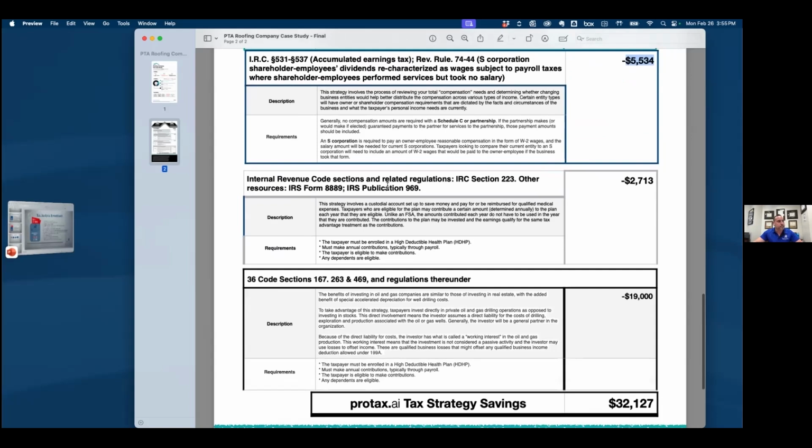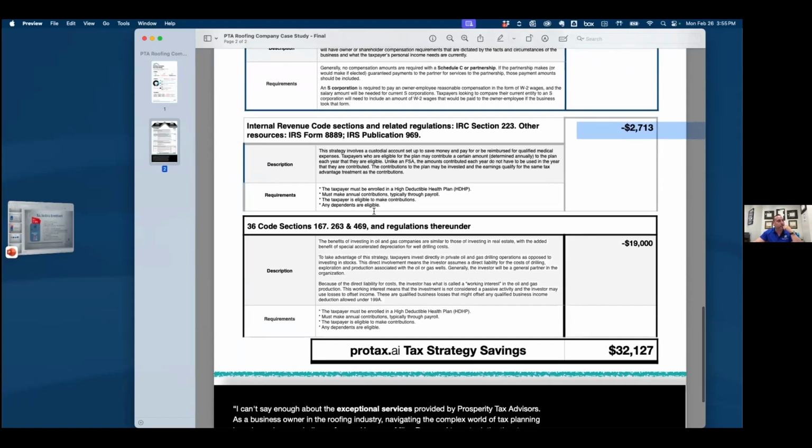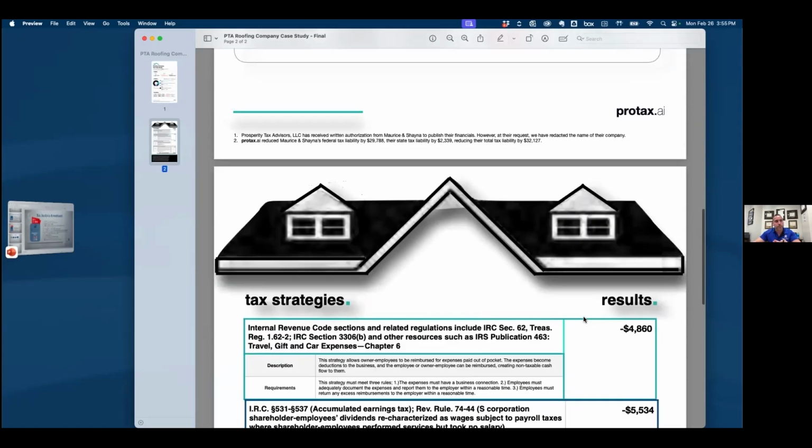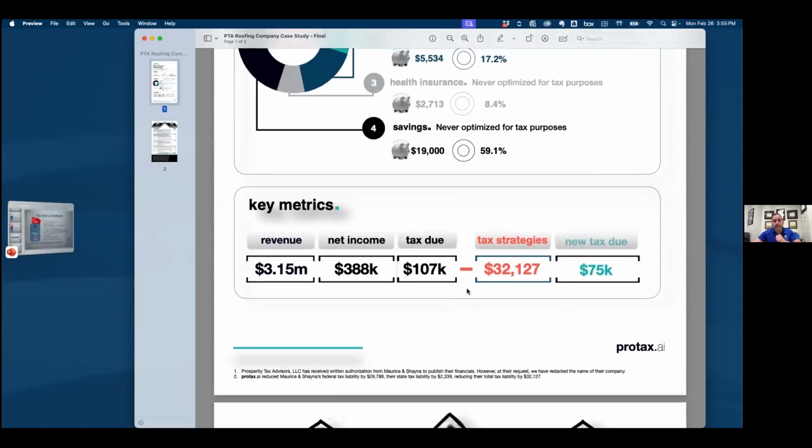This one here is a reimbursement from a health insurance plan, right? According to the IRC code. Not a lot, but still $2,700 in tax savings. That's less of a check cut to the IRS. And this one down here is an investment related with special provisions in the IRC code to reduce your tax liability. This saved them $19,000 in tax savings. So collectively, 4 strategies, $32,000. We recommended 9 strategies and reduced their tax liability by $105,000.